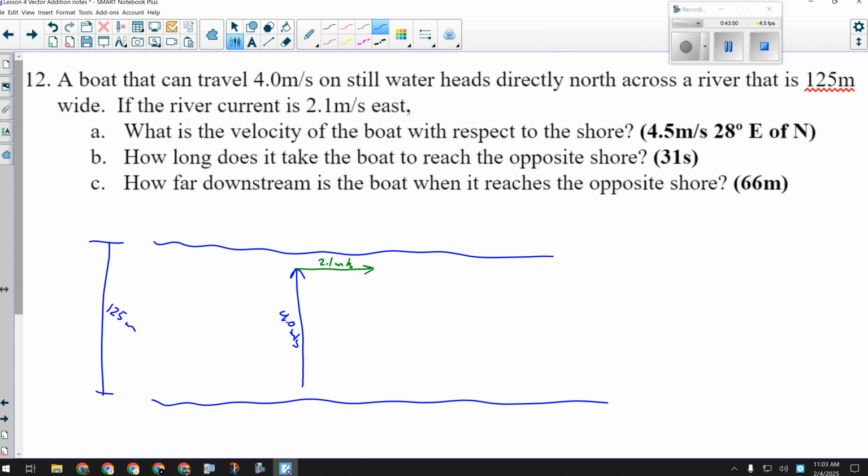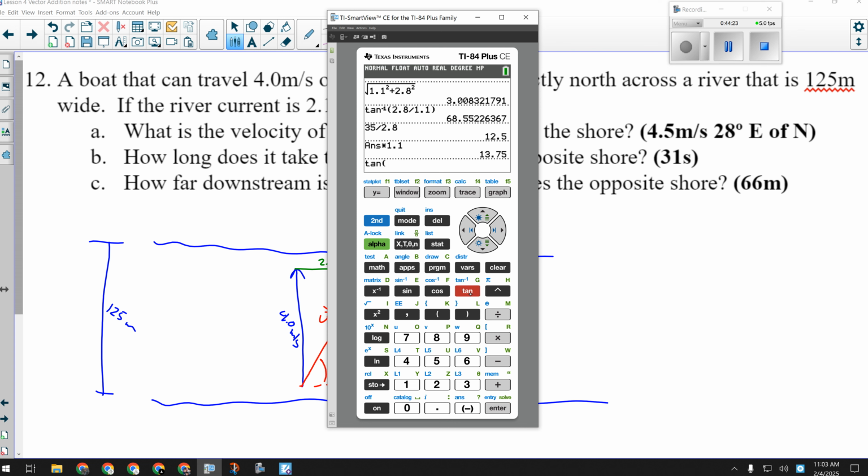Okay. So part A, what's the velocity of the boat with respect to the shore? All right, so here's my resultant, like that, but they want this angle right here, which means I can find the one that's inside this triangle and go 90 minus, or I can shorten my work and recognize that this makes a rectangle. That would be 2.1 on this side and 4 on this side, and just find that. So I'll find that angle first. That'll be inverse tan of 4 divided by 2.1. Okay, so 62.3 degrees.